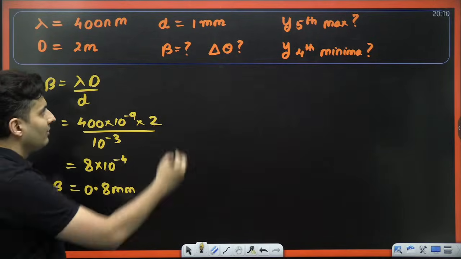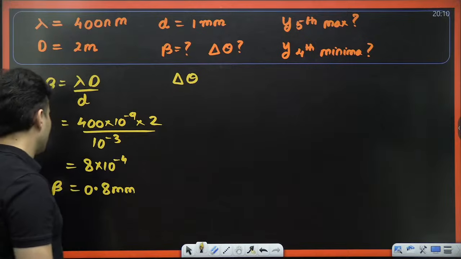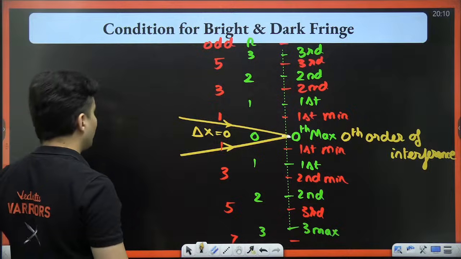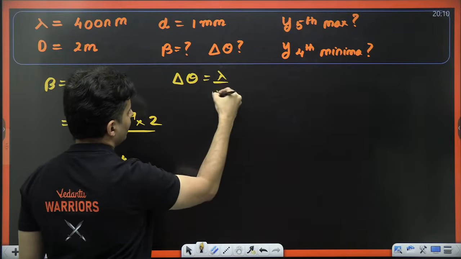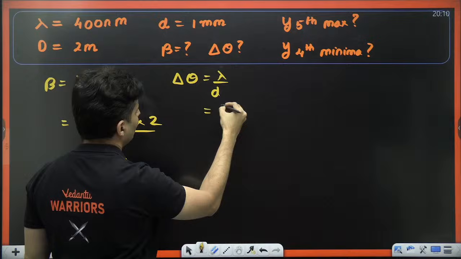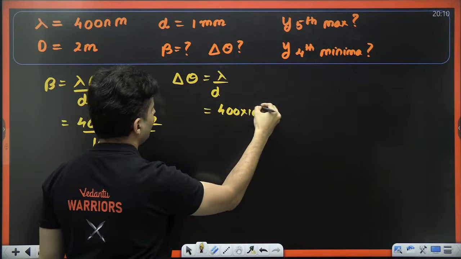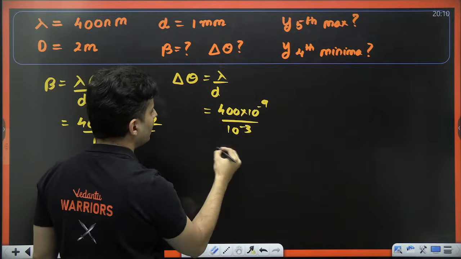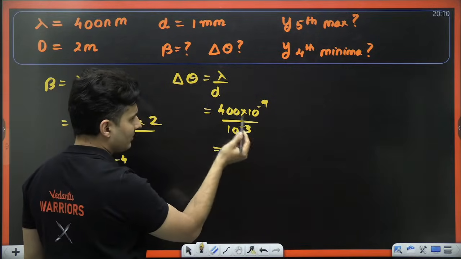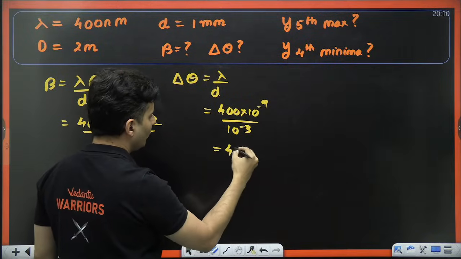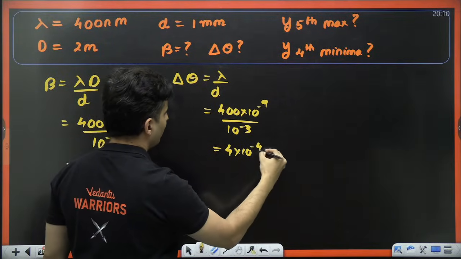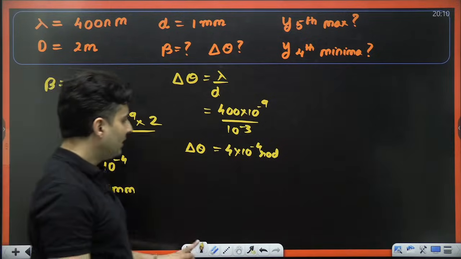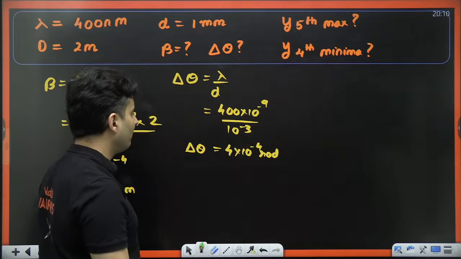We can also find delta theta. Remember, I just gave the formula for delta theta. It was lambda by small d. Lambda is 400 nano, that is 10 to the power minus 9. Small d is 10 to the power minus 3. So minus 6 remains, 2 zeros makes it minus 4. So 4 into 10 to the power minus 4, but this is in radians. Then let's go to the constructive and the destructive part.